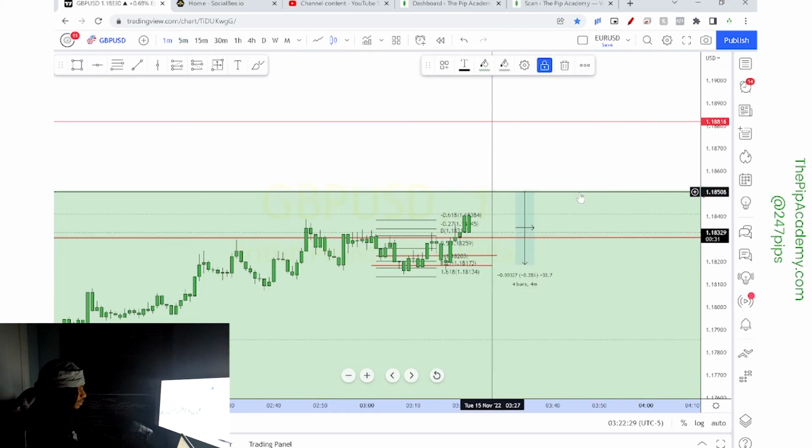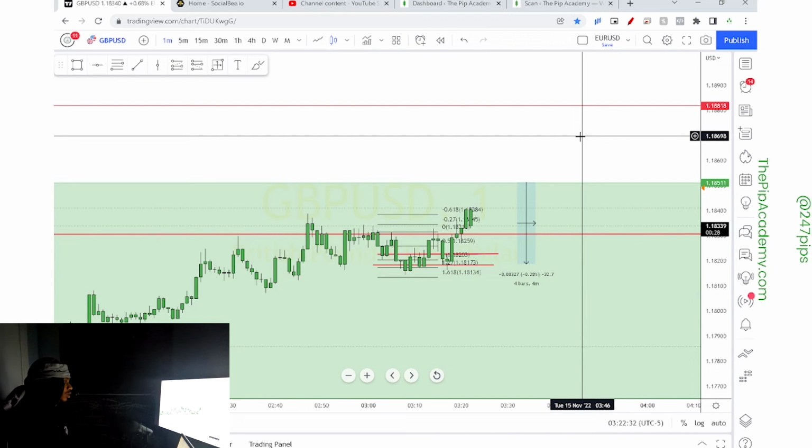But yeah, so we're about to hit the TP on this, and then we'll have a closed trade.